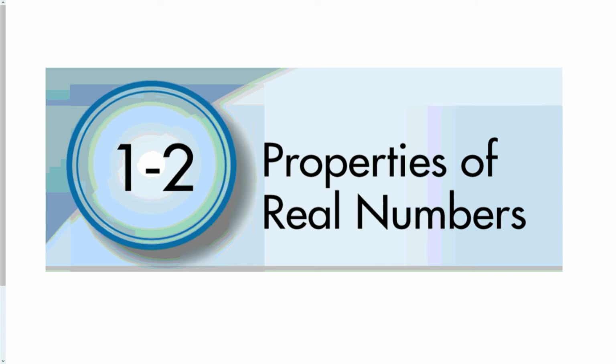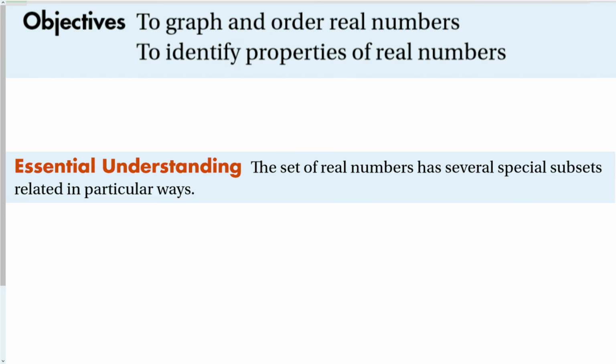Today, we'll cover section 1-2, the properties of real numbers. So our objective here is to graph and order real numbers, and to identify properties of real numbers. And what you should know, the essential understanding, is that the set of real numbers has several special subsets that are all related to each other in particular ways. And you probably heard of most of these before.